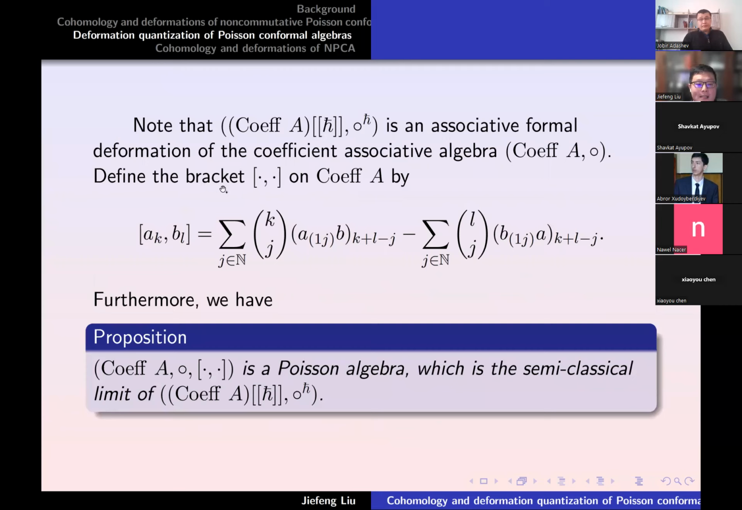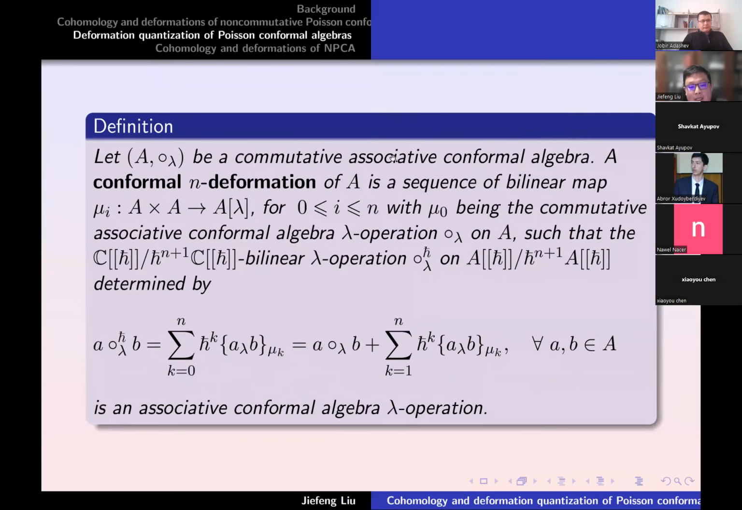Furthermore, we define the bracket on this space by this formula. Then, this is also a Poisson algebra, which is a semi-classical limit of this algebra. So there's some relation between the Poisson conformal algebra and Poisson algebra. Similar to the classical one, we can also study the conformal N deformation.